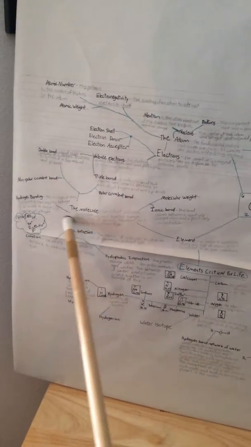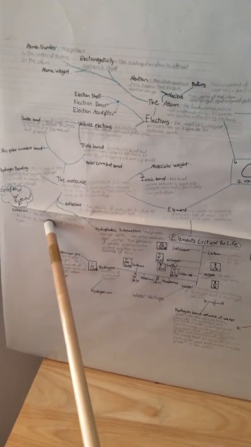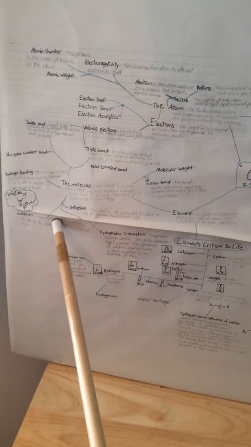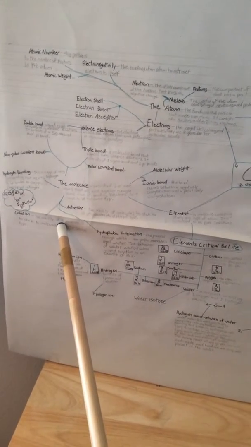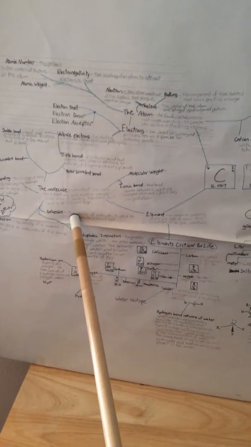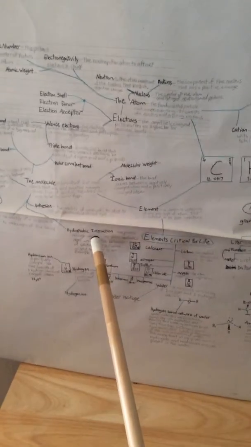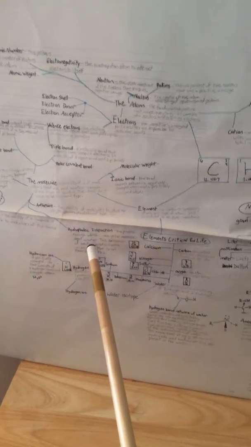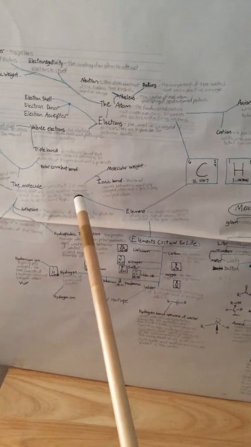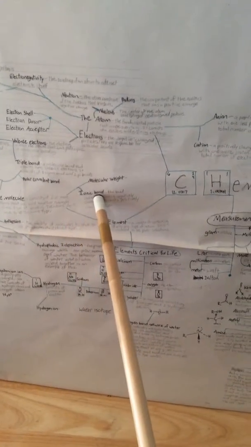Stretch on down to the molecule, and then of course we have hydrogen bonding over there. And then, because these are characteristics of the molecule, we have cohesion, which is the ability for molecules to stick to molecules of the same type, and then adhesion, which is the ability of molecules to stick to molecules of a different type. And then from molecules, stretched on down to hydrophobic interactions. Forgot this up here. From the molecule, we have another route that leads to molecular weight and the ionic bond.